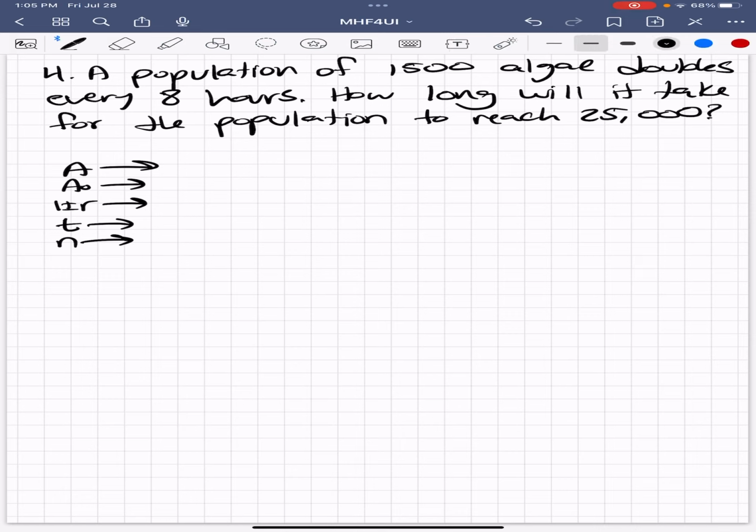So, our initial amount is 1,500. 1 plus minus r is 2 because it doubles. The time elapsed we're solving for, and our growth time is every 8 hours. And how long will it take for the population to reach 25,000?